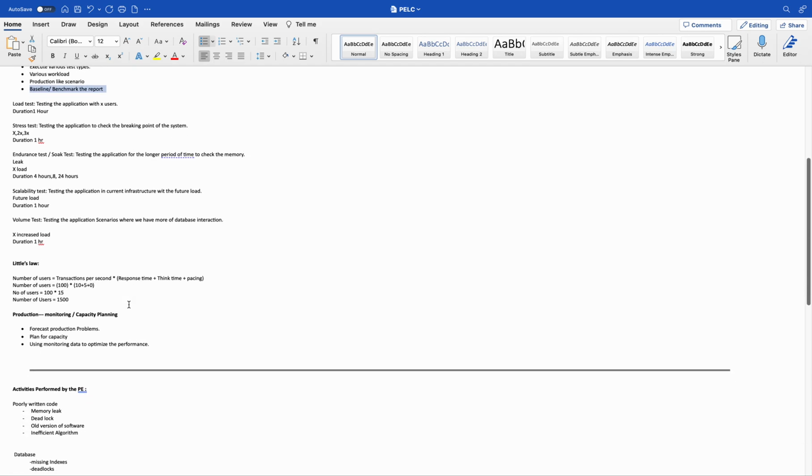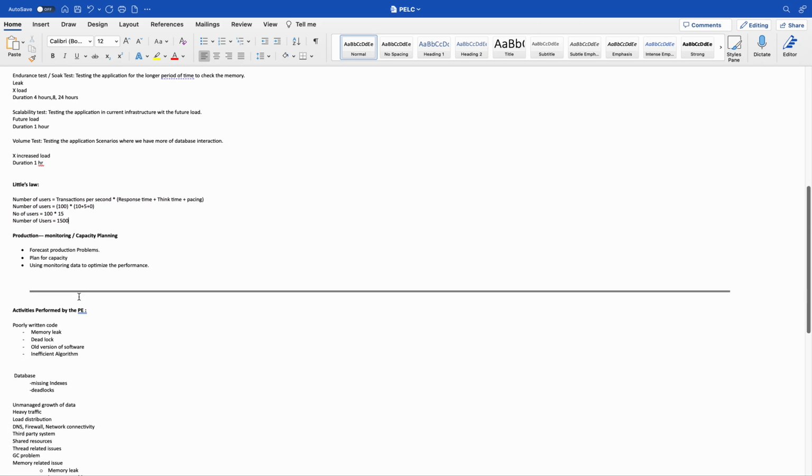Next one is Little's law, to find the number of users. This is also very important. In industry, if we need to find the number of users, it is: number of users equals transaction per second multiplied by (response time plus think time plus pacing). Think time is the time taken between two transactions, and pacing is the time required between two iterations. If we have the transactions per second, response time, think time and pacing data, then we can identify the number of users required to design the scenario for the load test. This is how we can calculate the number of users using Little's law.